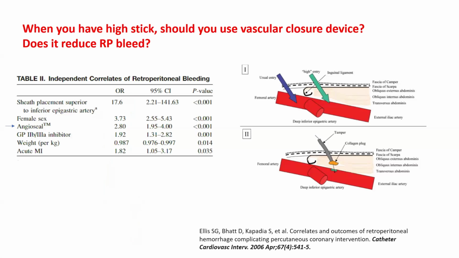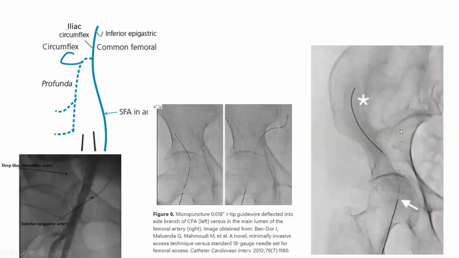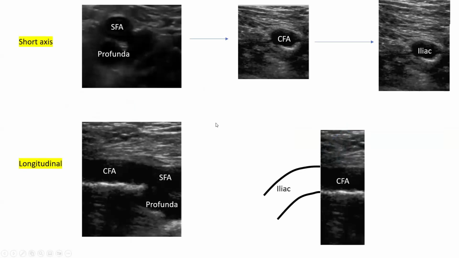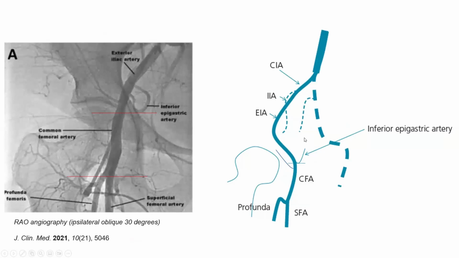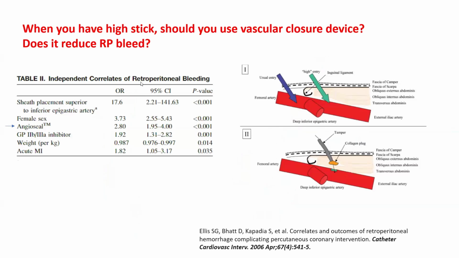Now, a question that arises: when you have a high stick, it's hard to compress the artery with manual compression. So somebody may ask, okay, for a high stick, maybe a closure device is safer than manual compression? Very important board question. Well, the answer is no. Based on data, the answer is no.